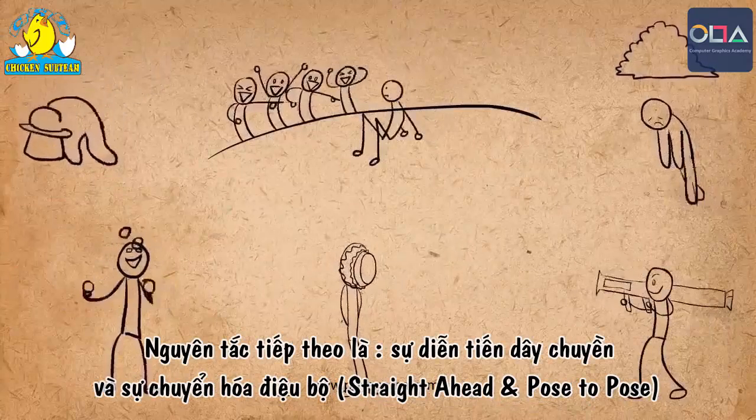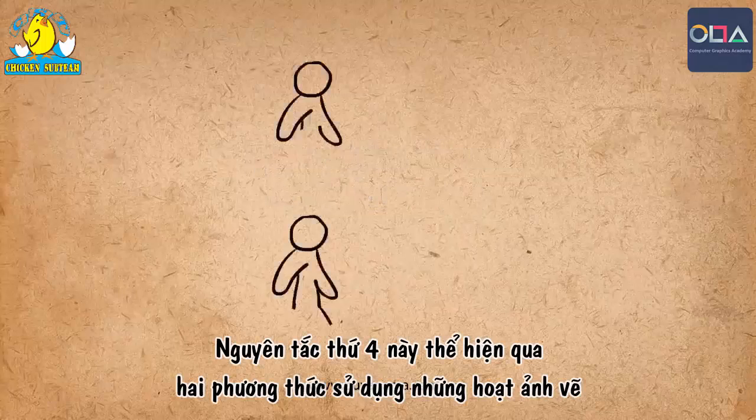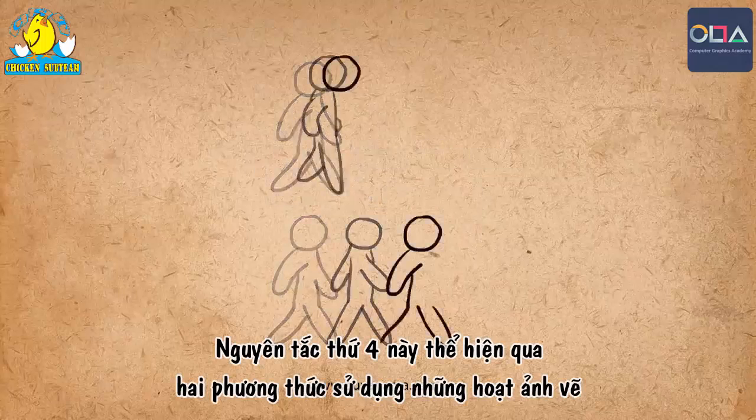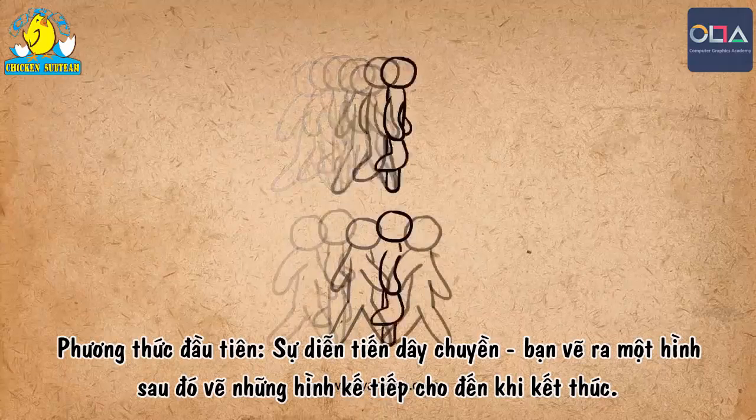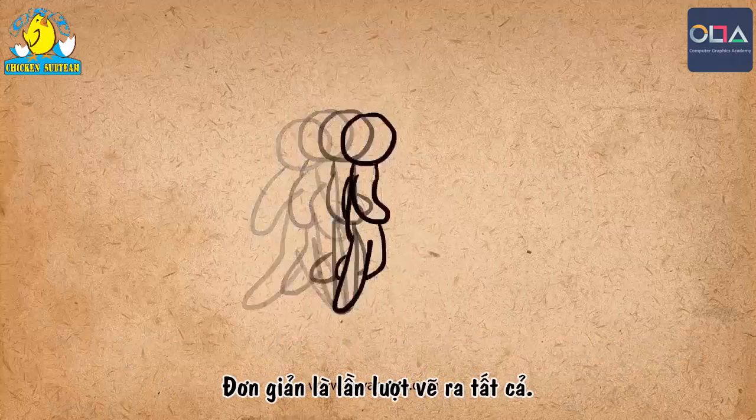The next principle is called straight ahead and pose to pose. This term describes 2 methods used to animate drawings. The first method, straight ahead, is where you draw the first drawing, and then you draw the second drawing, and then the third drawing, and so on. It's basically animating as you go.